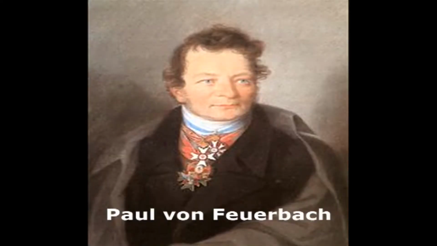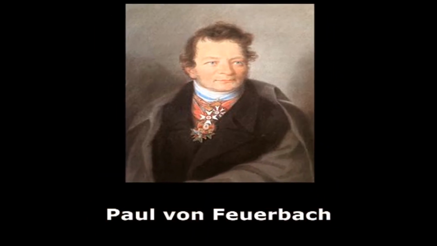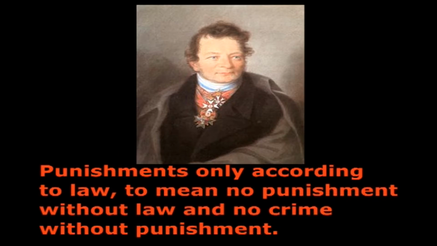Yet another philosopher of this period was Paul von Feuerbach of Germany, who insisted on punishments only according to law, to mean no punishment without law and no crime without punishment. All these strands of thought came to be known as the classical school of criminology. In spite of their humanistic approaches to criminals and punishments, the classical thinkers did not go into the causes of crimes. And in spite of all the classical contribution to humanistic approaches to punishments, the severity of punishments continued. The classical approaches did not distinguish between juveniles and adults.